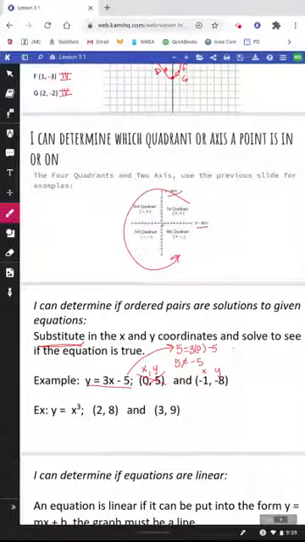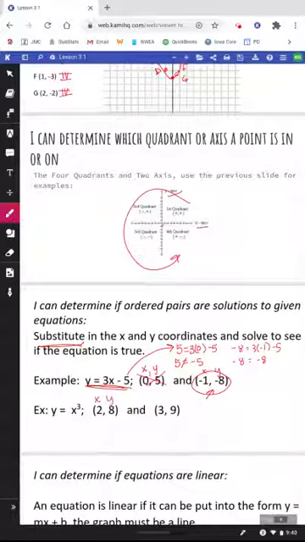On my second one, I'll have -8 equals 3 times -1 minus 5. And when I put that in my calculator, I get -8 equals -8, which is a solution. So that tells us that this point would lie on that line if we graphed it.